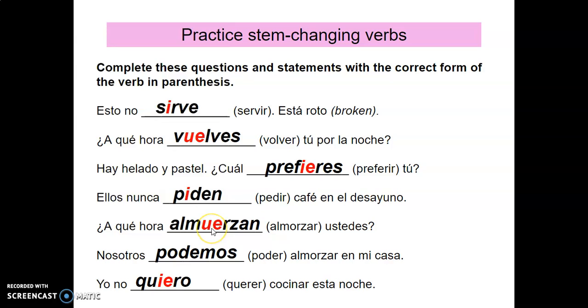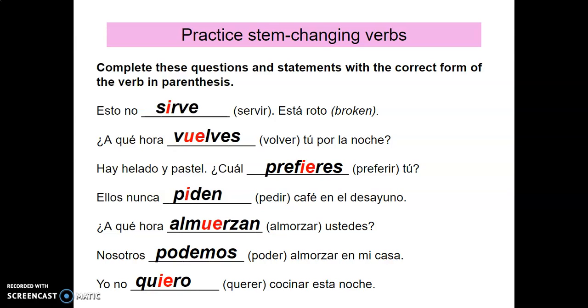¿A qué hora almuerzan ustedes? ¿A qué hora almuerzan? Almorzar is a stem change. We're using the ustedes form, an, right? Plural. And then almuer. You might remember that for the word lunch is el almuerzo. So that should help you remember that the verb almorzar changes in all its forms, of course, except nosotros. But almorzamos el almuerzo, right? We have lunch, the lunch, right? We lunch the lunch. Almuerzan is basically saying to eat lunch, to have lunch.